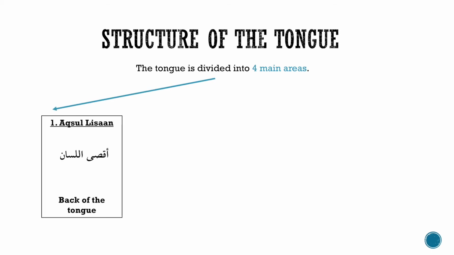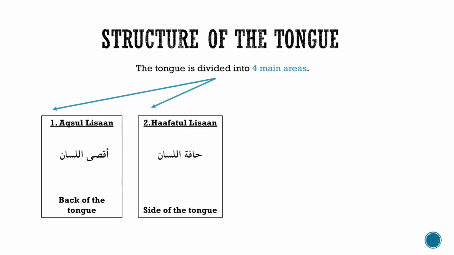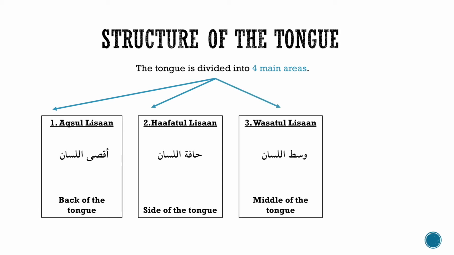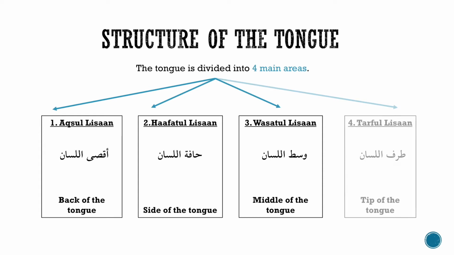Number 1, AQSAL LISAAN, the back of the tongue. Number 2, HAAFATUL LISAAN, side of the tongue. Number 3, WASATUL LISAAN, middle of the tongue. And number 4, طرف اللسان, the tip of the tongue.